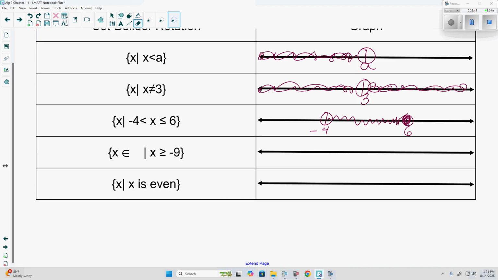Now, I will show you this next one, that E is element. X is an element of, we can fill in a number type. Because there are going to be times where we're not specifically talking about the real number system. We want to say that x is an element of the integers. So we can fill that integer in. So instead of saying the set of all real numbers x, we're saying the set of all x's in the integers. All the x's are elements of the integers, such that x is greater than or equal to -9. This one here is not fun to graph.